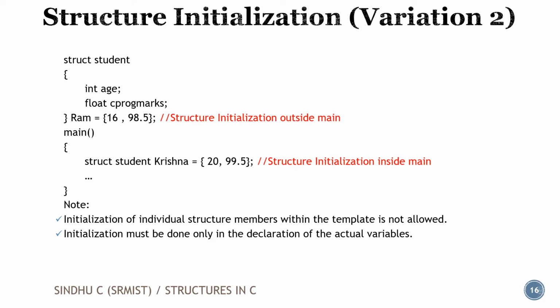This is the second method, where one variable is created along with the definition. Ram is equal to 16 and 98.5. Inside main, you are creating the variable Krishna and you are assigning the values 20 and 99.5.